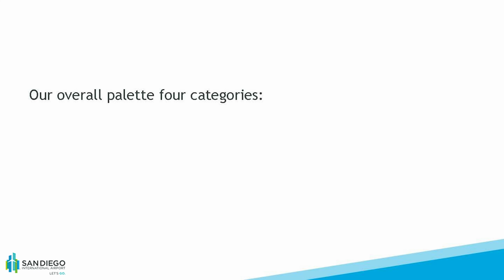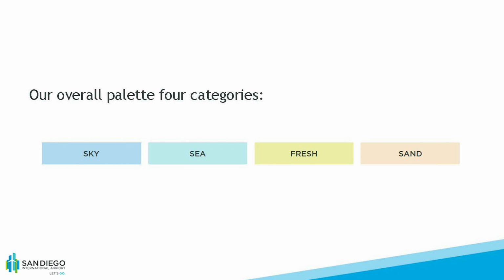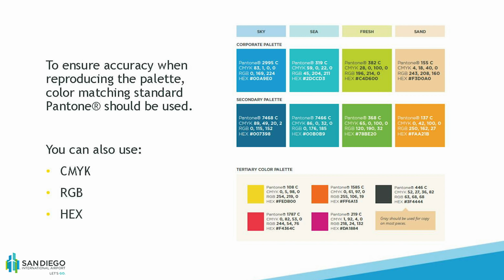Our overall palette falls into 4 categories: sky, sea, fresh, and sand. The entire spectrum works in unison to bring cohesion to the brand and vibrancy to our message. To ensure accuracy when reproducing the palette, color matching standard Pantone colors should be used. You can also use CMYK, RGB, and hex values for consistency across different media if needed.